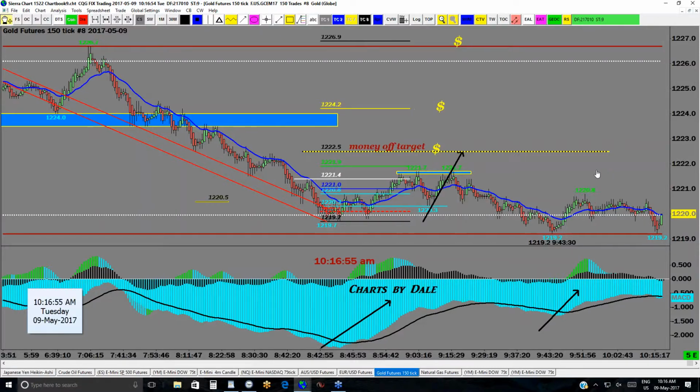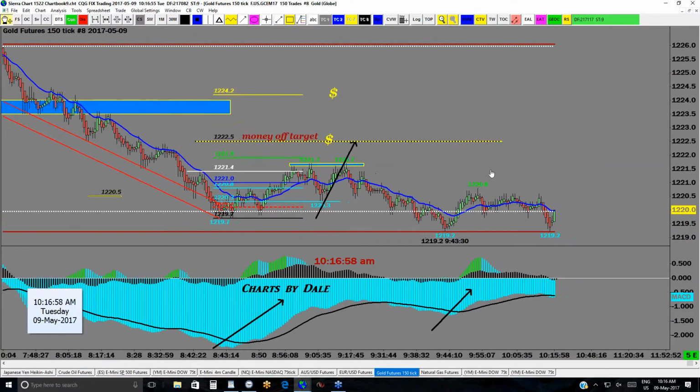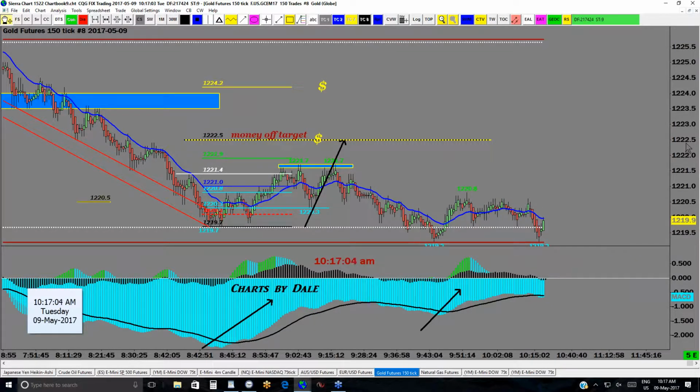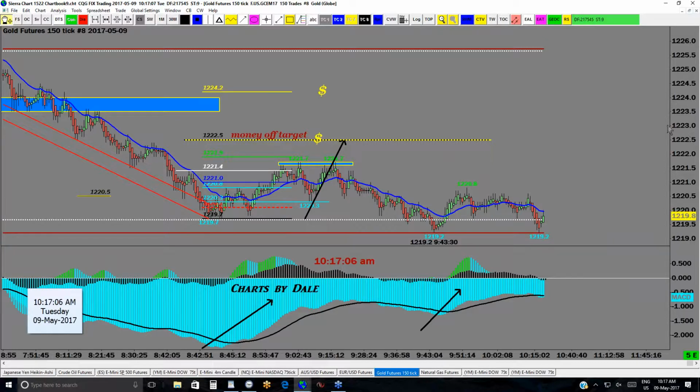Gold in here, putting in a double bottom at 1219.2. Let me just correct this a second. It's 19.2 on gold. So find out if this is the support gold needs to make a substantial rally. We can use this thin little area here, so if that holds as support, we'll get our green up above the white line. We don't have that yet. It is just everything so temporary.